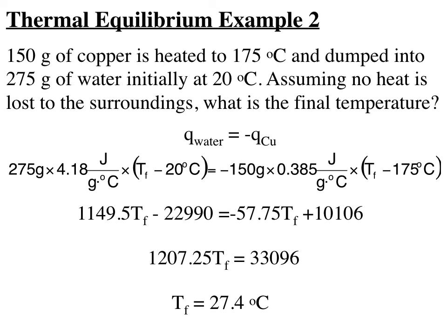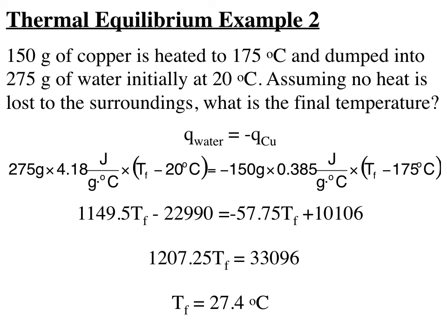So if I have 150 grams of copper at 175 degrees C and dump into 275 grams of water at 20 degrees C, what final temperature do they come to? So there's an exchange of energy. We're going to assume that this is insulated so that there's no loss of energy to the outside world. And there's a heat exchange between the water and the copper, so the Q water is minus Q copper. Whatever energy is lost by the copper is gained by the water.